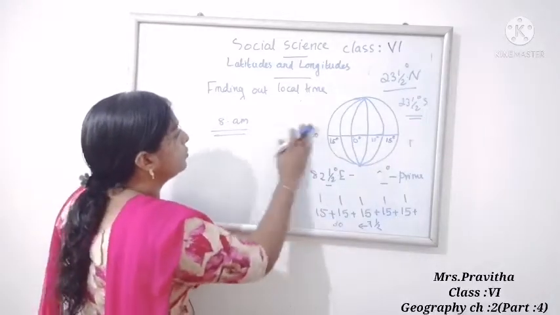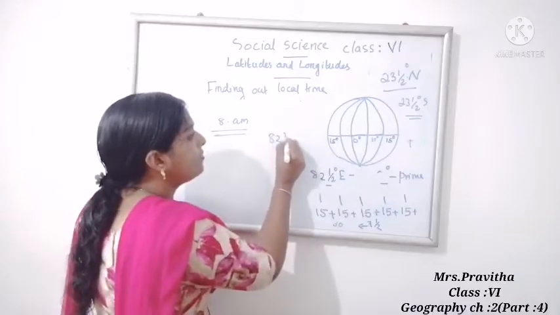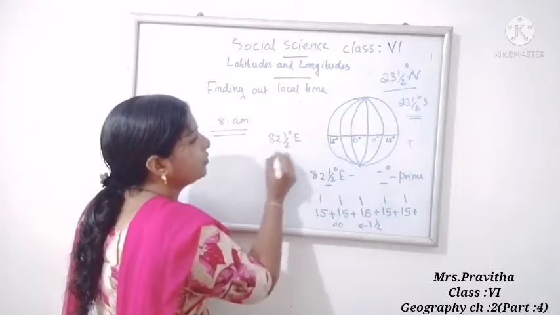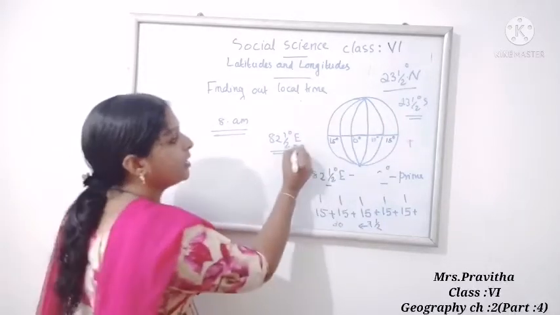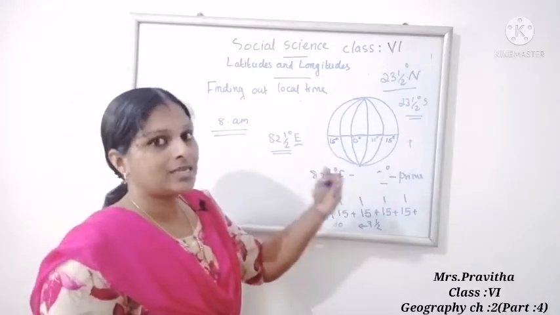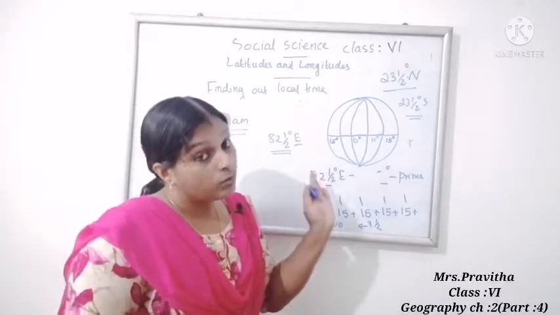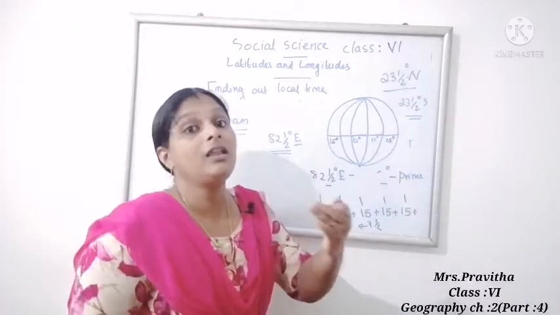So what about the standard meridian of India? We selected 82.5 degree east for calculating our time. We are in the eastern direction from the prime meridian. So will time increase or decrease? Moving to the eastern side, time will increase.